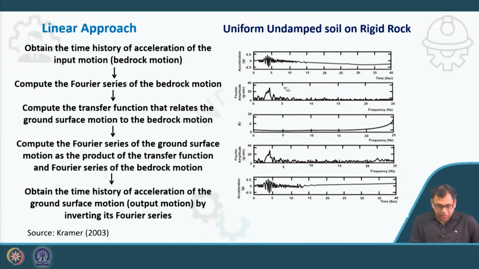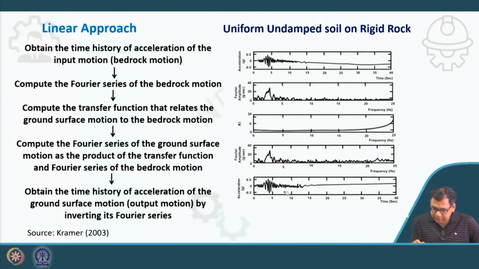Then obtain the acceleration time history of the ground surface motion by inverting its Fourier series. That is the inversion of the Fourier series, the IFFT, which I have discussed. If you invert the Fourier series, you will get the acceleration time history for the ground surface. So, this is the whole process: from the bedrock motion, I will get the ground surface motion.